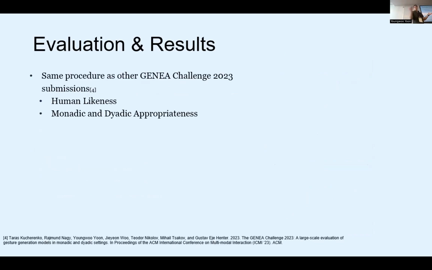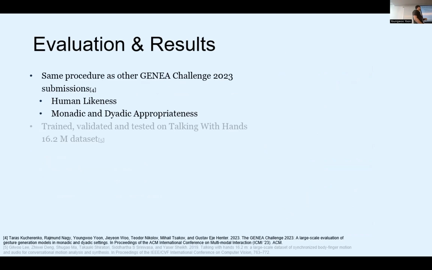So as for results, we all know the procedure. We measured human likeness, and they measured human likeness. We both measured human likeness, monadic and dyadic appropriateness. We trained, tested and validated. The validation was not very necessary at this stage.